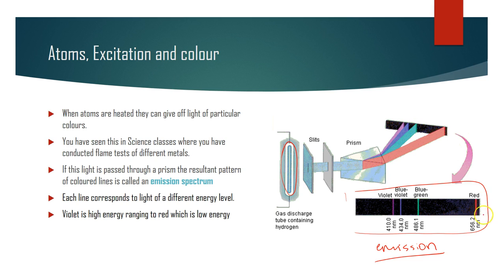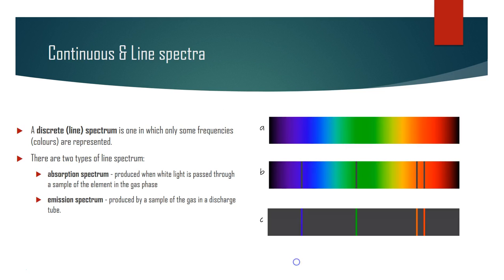And then you can see here we have red down this lower end, then blue-green, blue-violet, and violet. In this case, you can see that the lines actually get closer together up at the higher energy levels, and we'll talk about that a little bit later on. But each line corresponds to a different energy level within the atom. So the light is being emitted from a different energy level. Violet is the highest and red is the lowest.